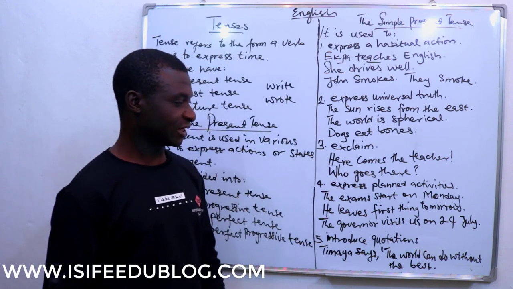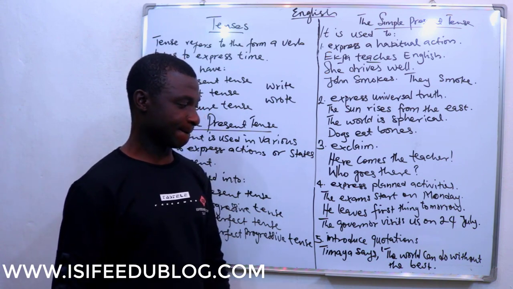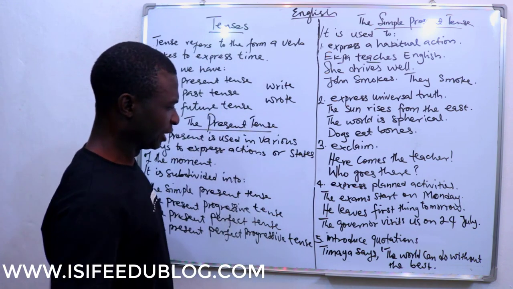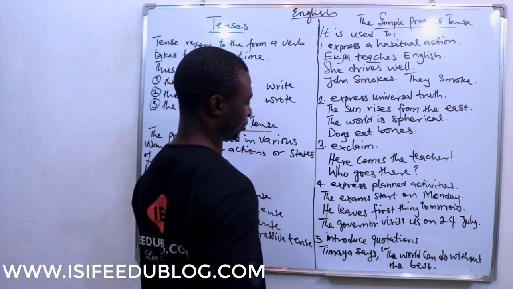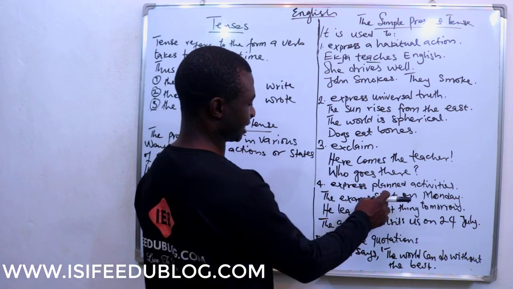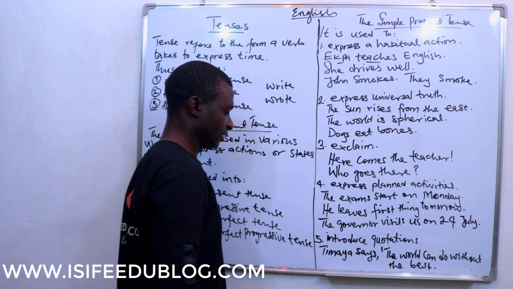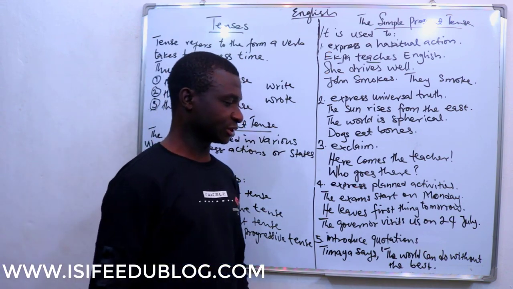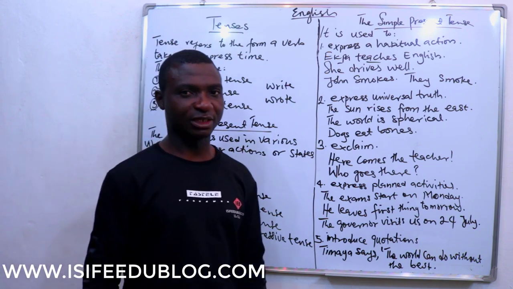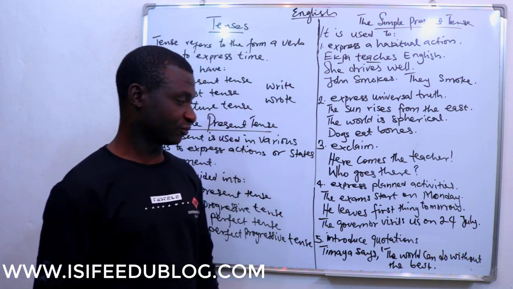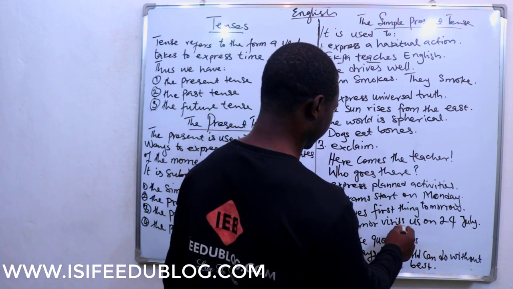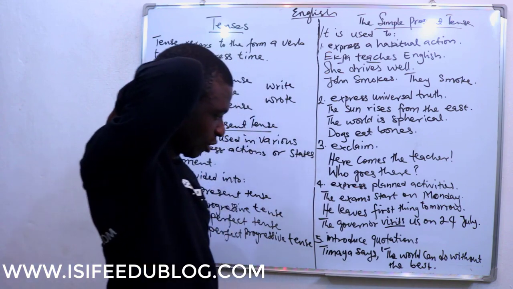So he leaves first thing tomorrow. Alright? You could add tomorrow morning if you wish. Leaves is in the simple present form, just as start is in the simple present form. The governor visits us on 24 July. That is another example, and visits is in the simple present form.